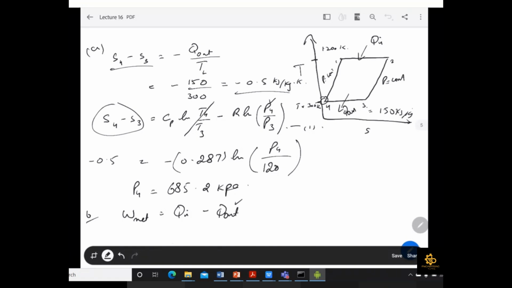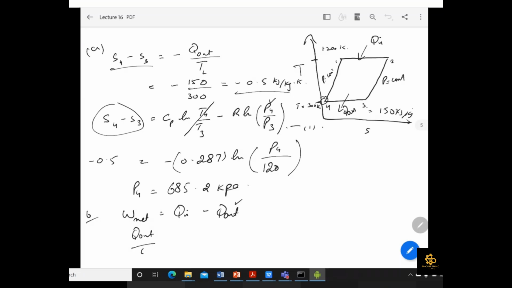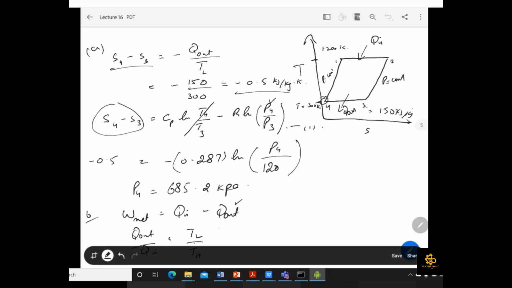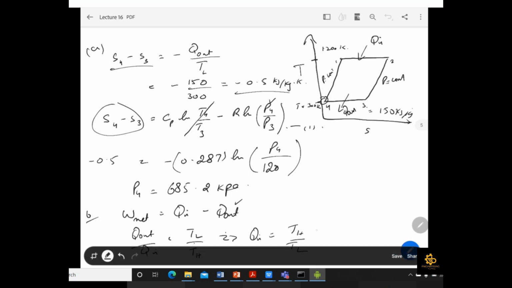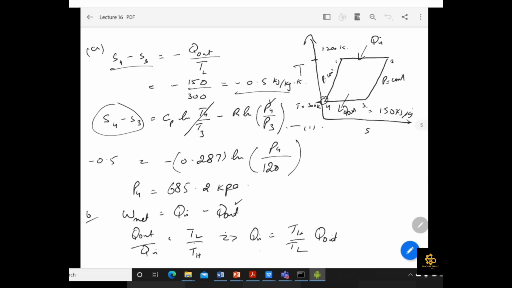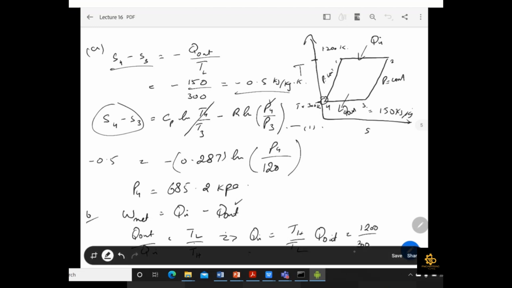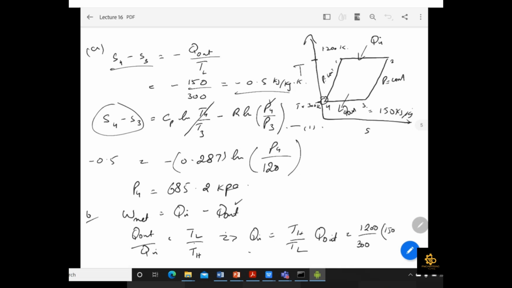From the previous lecture, we already know that Q out over Q in is equal to TL, which is the lowest temperature, over TH. From here we can say that Q in is equal to TH over TL times Q out. From this equation we can easily find the value of Q in, because TH is known to us, which is 1200 Kelvin, TL is known to us, which is 300 Kelvin, and Q out is known to us, which is 150.